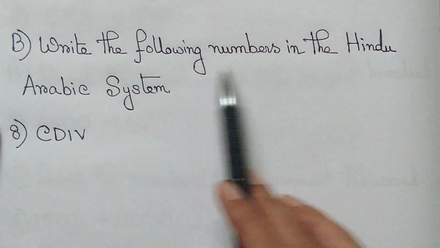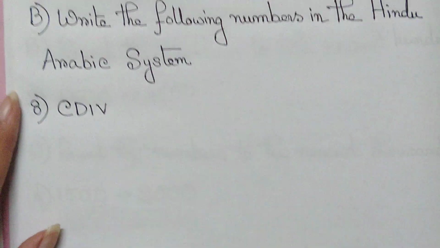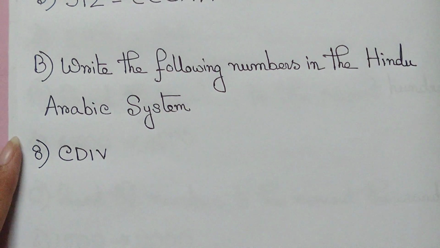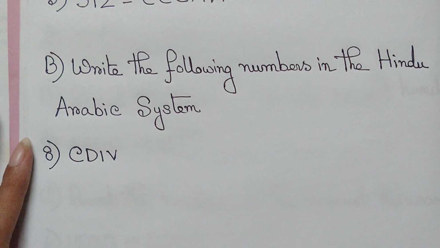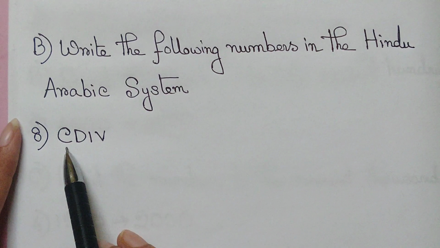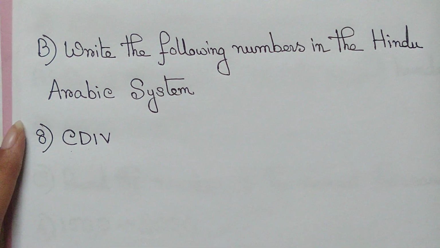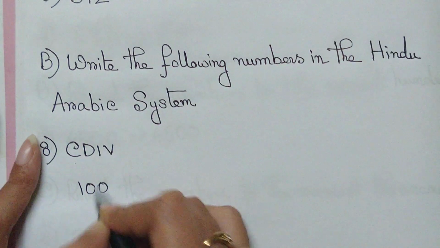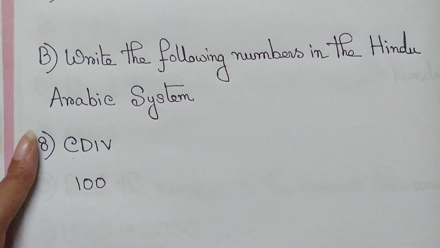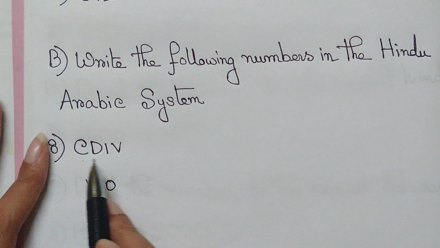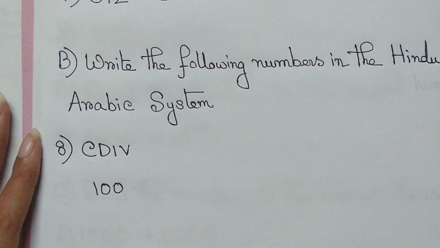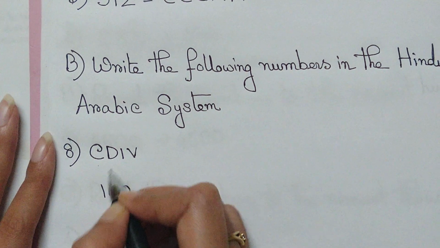Number B. Write the following numbers in the Hindu-Arabic system. A Roman numeral is given. We have to convert it into the Hindu-Arabic system. Now, CDIV is given. C means what? 100. D means what? 500. Now, 100 is smaller than 500. That means it will be subtracted from D.